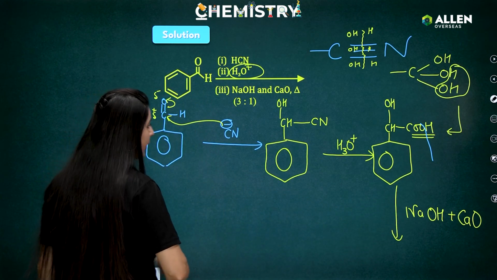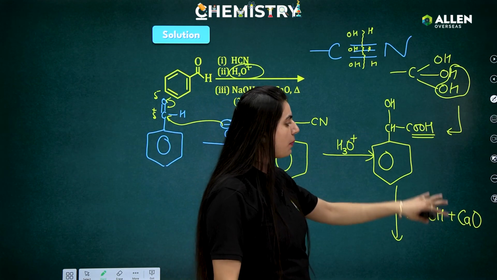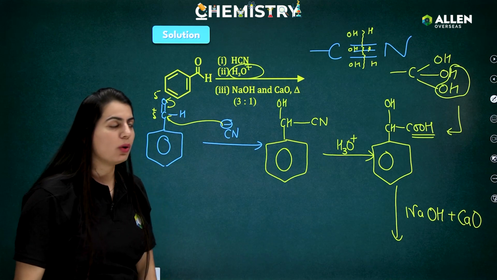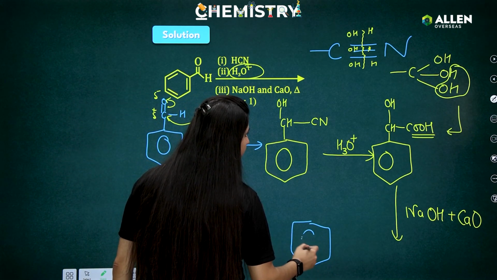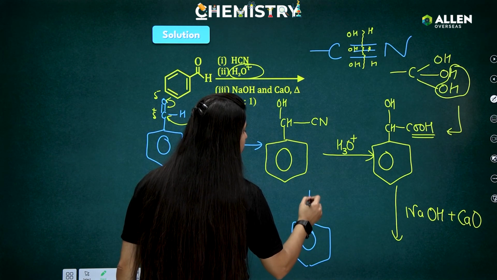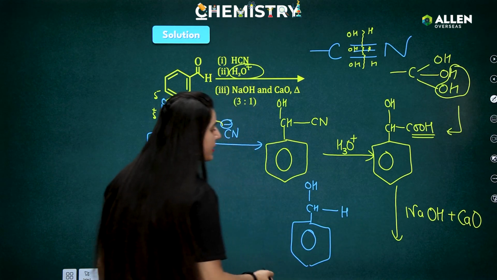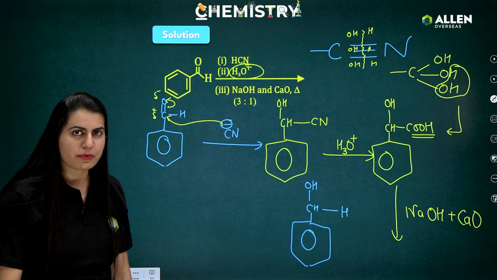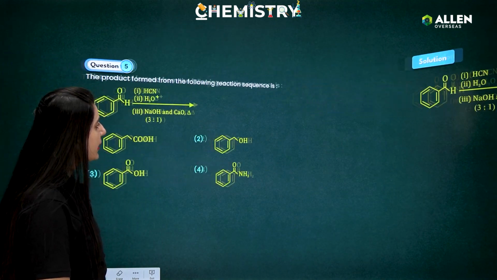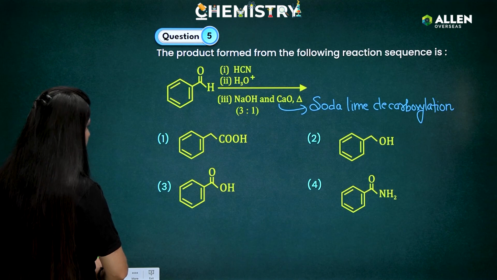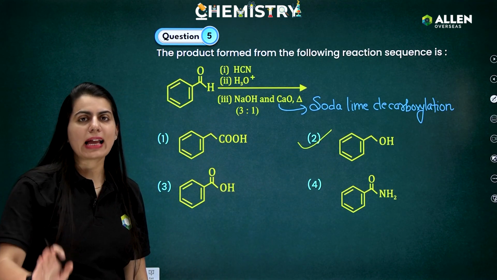So keep in mind that when we treat our COOH part with NaOH plus CaO, what will we ultimately be getting? CH2OH, and we'll just be left with this extra H. So this is nothing but a 1 degree alcohol which we are getting here. So if I see the answer, you can quickly see that the answer for this particular question will be second, which is benzyl alcohol.